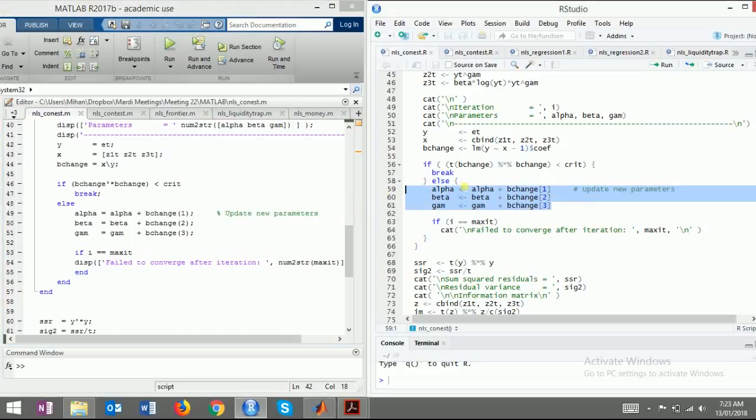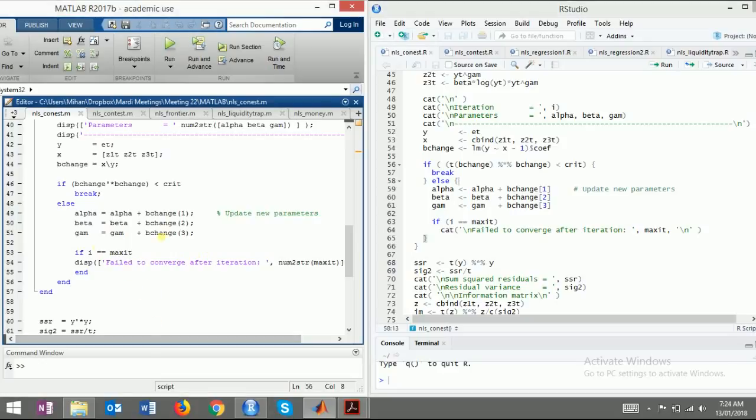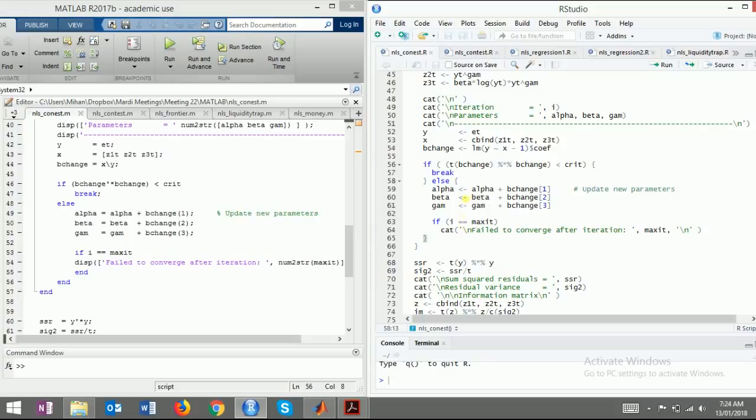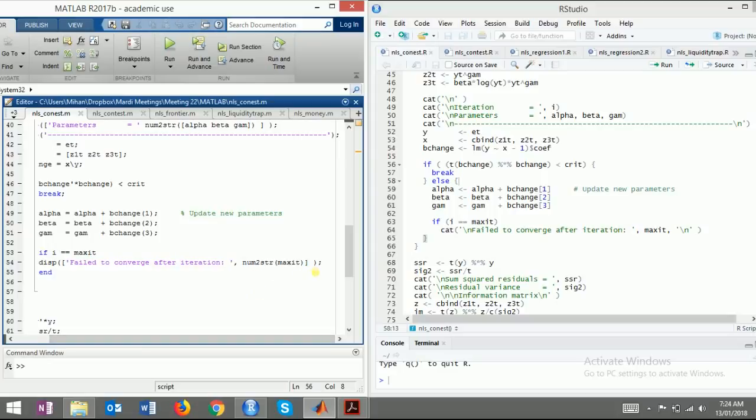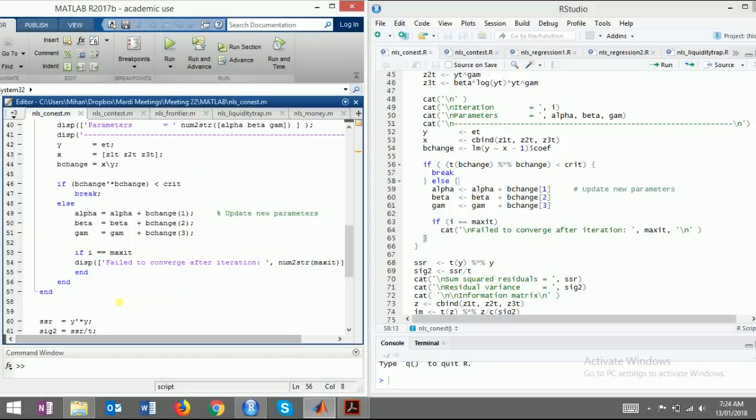So here ends this if, else if, this is else if. So else if i equals maximum number of iterations, display. See, there is an error in the previous example: failed to converge after iterations, in terms of bracket, second bracket. So end, see, end, very simple.